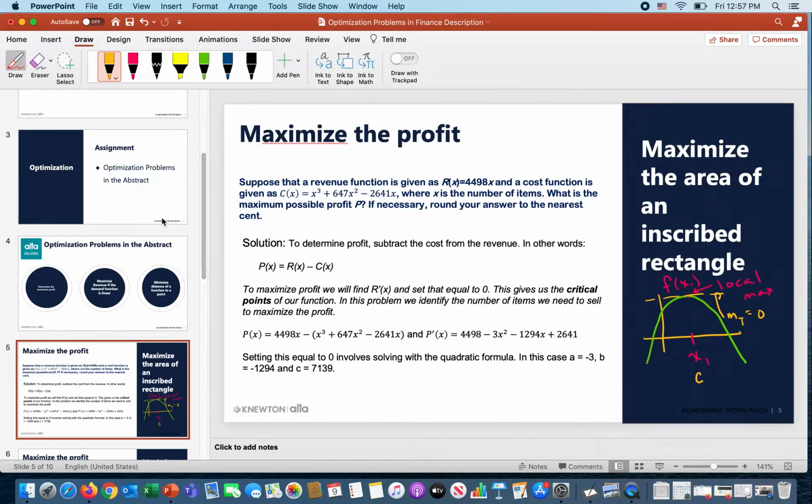In these problems, we're talking about how to maximize profit. In another problem, we're going to talk about how to maximize revenue. So let's think about what we mean when we say profit and what we mean when we say revenue. Revenue is the money that we bring in, the money generated.